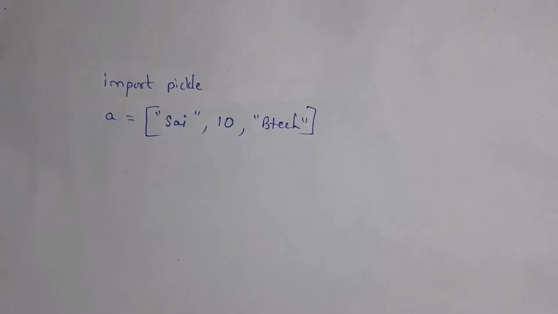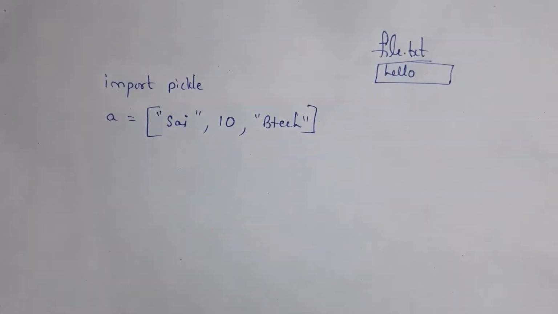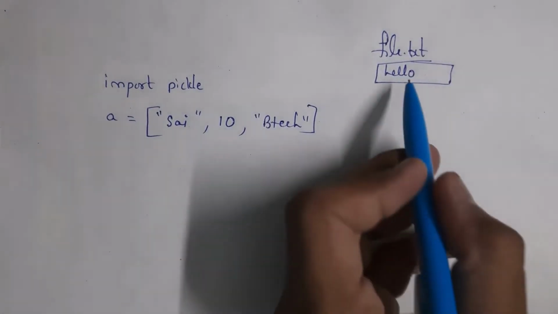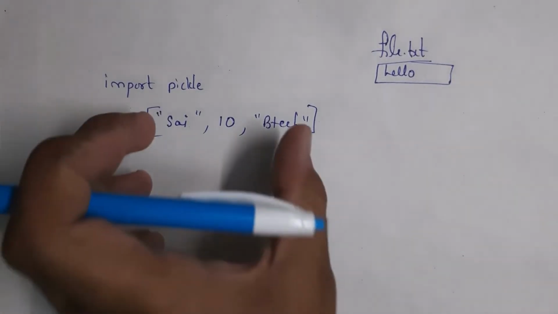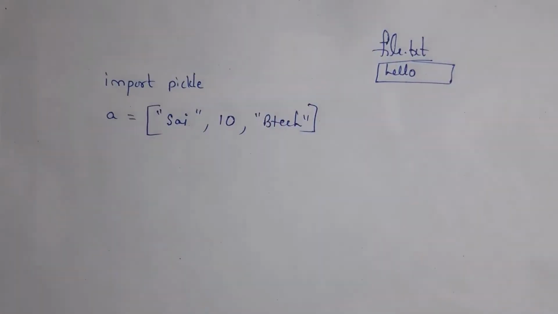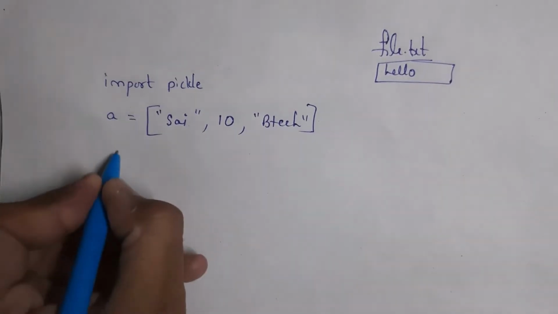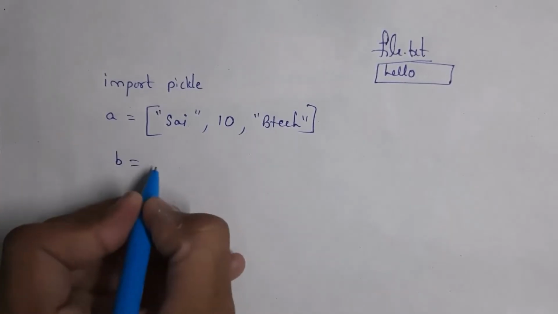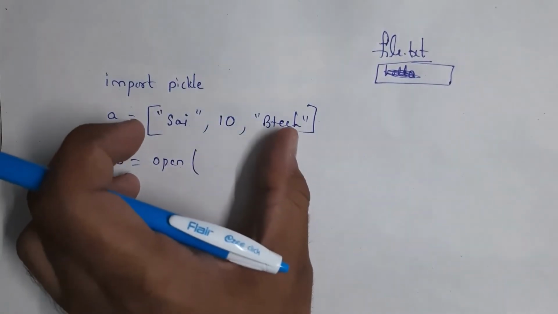Normally in previous example we stored text in our file. For example, if you consider file.txt, we stored only text files like hello, btech, how are you, all these are text data. Now I want to store list inside this file. Normally we are not storing text data, we are storing list. So in order to store list inside file, just write here b equal to, where b is object, equal to open, inside open function, and I want to store this list inside my file.